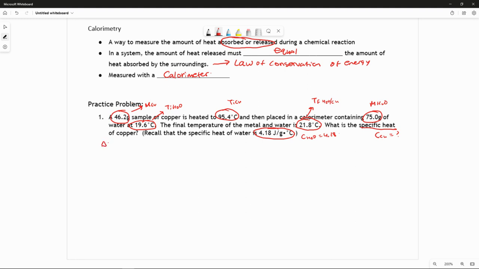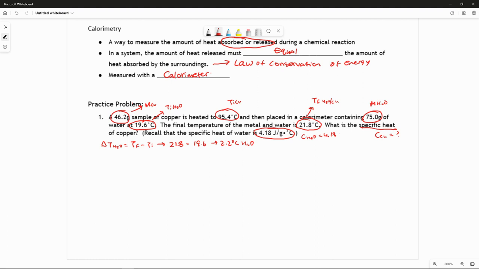Let's find the delta T of water first. Delta T of water is going to be temperature final minus temperature initial. And the temperature final of water is going to be 21.8 degrees Celsius right here. And the initial value is going to be 19.6 degrees Celsius. All right, so let's set our equation up. The temperature final is 21.8. The temperature initial is 19.6. When we subtract these, we're going to get 2.2 degrees Celsius for our delta T for water.